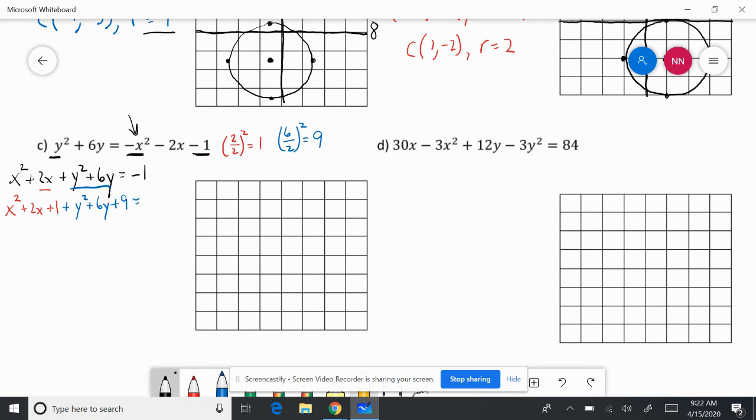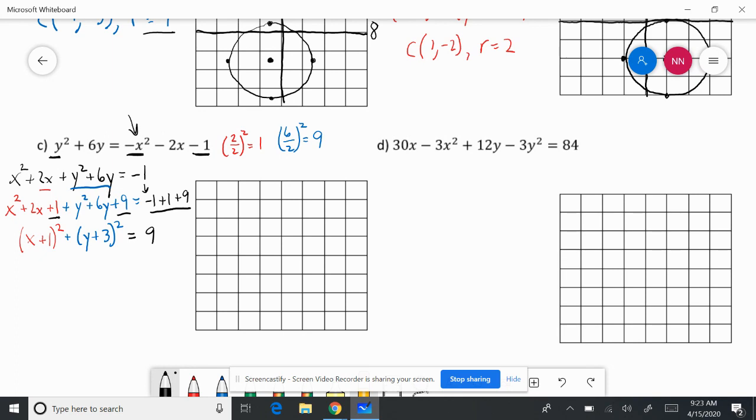Now, if you remember, we have the -1. We're going to bring it down. We have the +1 from our x's, and we have the +9 from our y's. We're going to factor. And if we look at our x's, what we have is x plus 1 squared. If we look at our y's, what we have is y plus 3 squared. And if we look at our constant values, it adds up to 9.